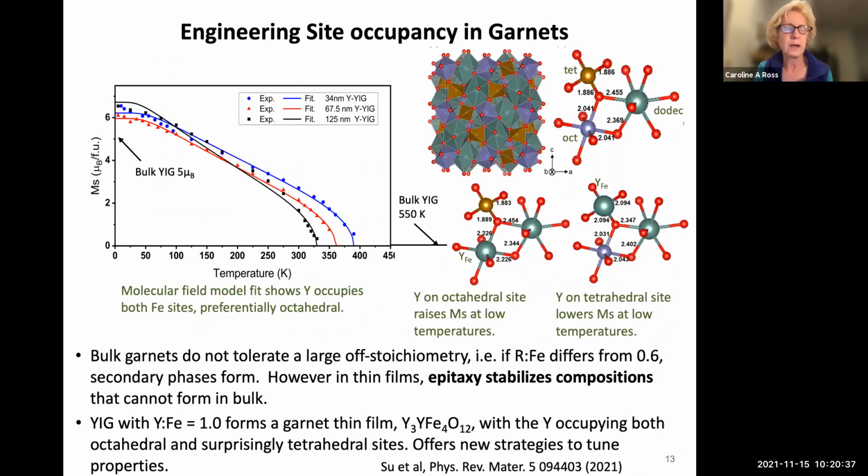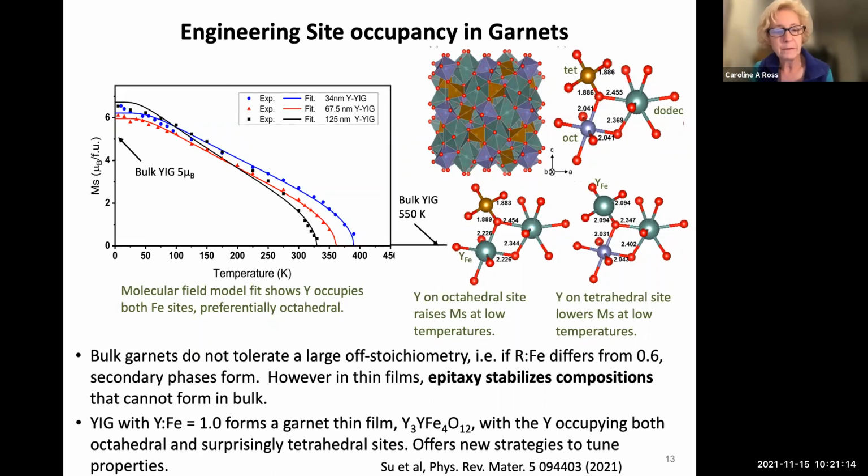We can see this to a greater extreme if we make material with a massive off-stoichiometry. So we made YIG with yttrium to iron, instead of being 3 to 5, being 1 to 1. And yet it still forms as a garnet, and its formula looks like this: Y3YFe4O12 as a garnet. And the yttrium is sitting mainly on the octahedral sites, being non-magnetic. And this explains the lower Curie temperature and the higher low temperature magnetization of this kind of material.